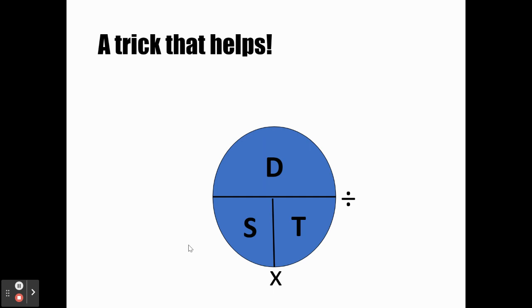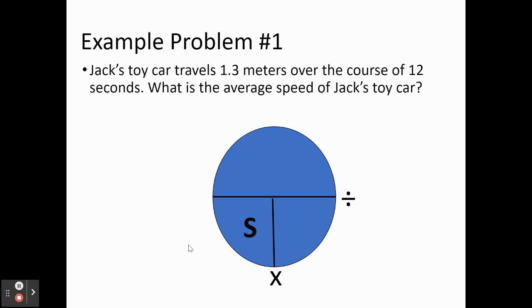So if you want to use this method, it can also be drawn as a triangle. Sometimes it's helpful, and you just cover whichever one you're looking for.